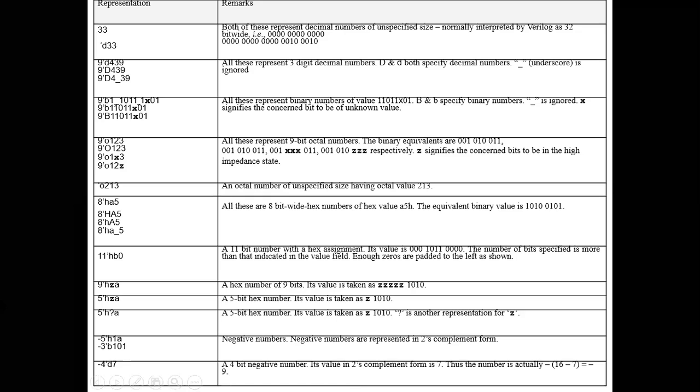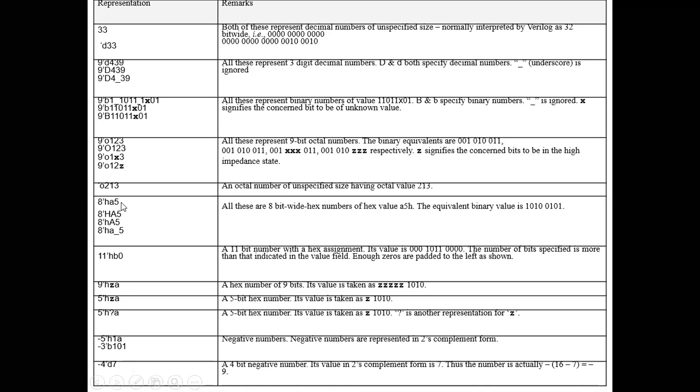And we can go for indicating here an octal number without specifying the number of bits. Unspecified size: it is an octal number indication of unspecified size and octal value is 213. That means it is going to take around 32 bits to indicate this 213. 32 bits are required now to indicate all this, as we have seen here. We have the length of bits here.